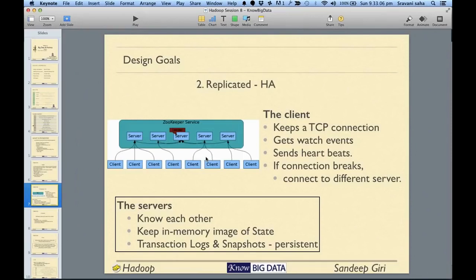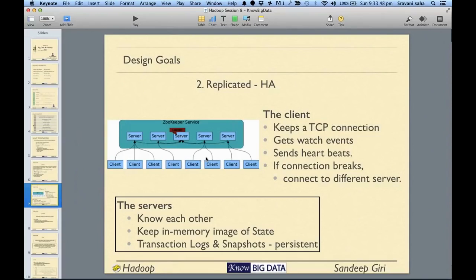And it sends a heartbeat. So the client stays connected to the ZooKeeper service and keeps getting the watch events. The client's duty is to keep sending heartbeats so that ZooKeeper is able to notice that these clients are connected. In case the client does not send heartbeats, ZooKeeper assumes the client has died, or the client's machine has shut down and the connection breaks.